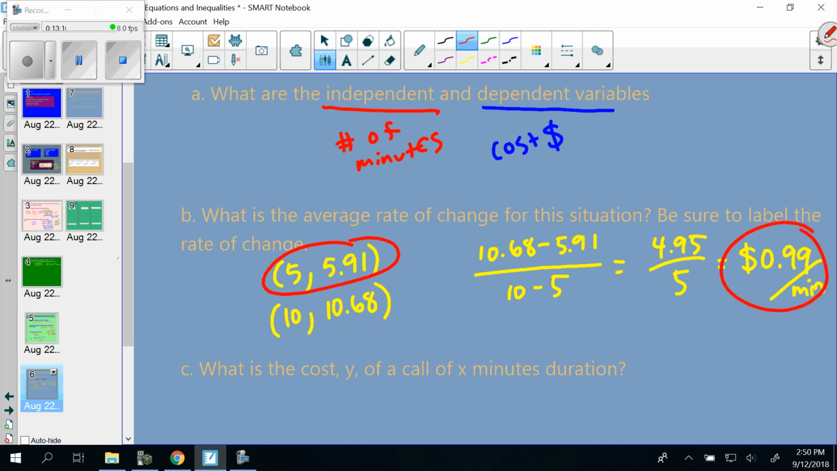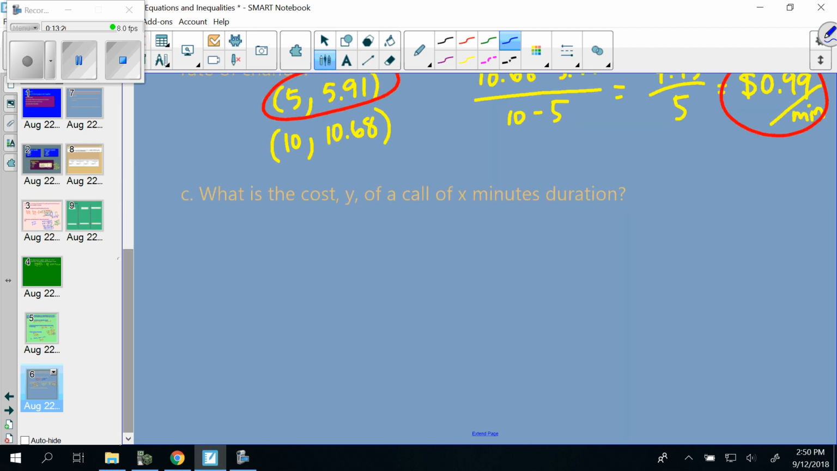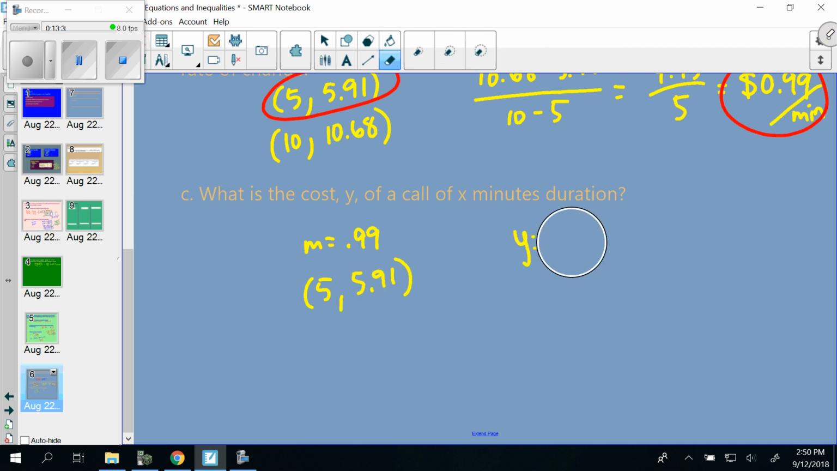We got our slope here. Use point slope to figure that out. Again, why don't you pause the video here and see if you can come up with that. All right, let's see. We got our slope of 0.99. We got our point here of 5, 5.91. If you put it into point slope form, and remember you can use slope intercept form too. We did that on a previous video, but I'm going to continue with this here.